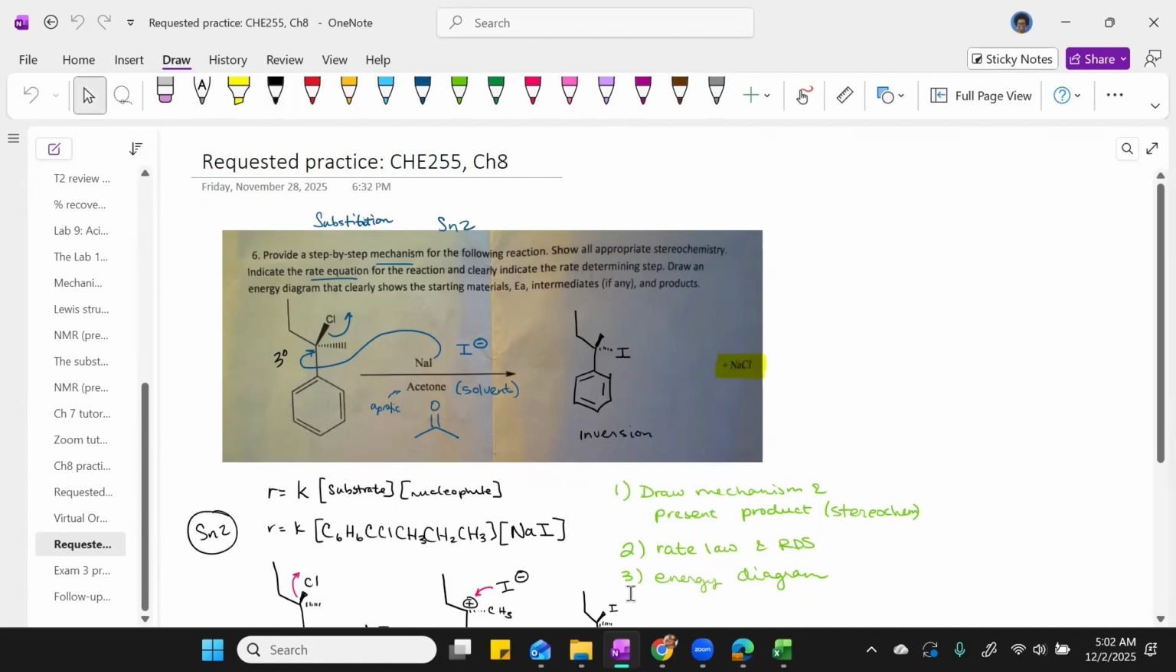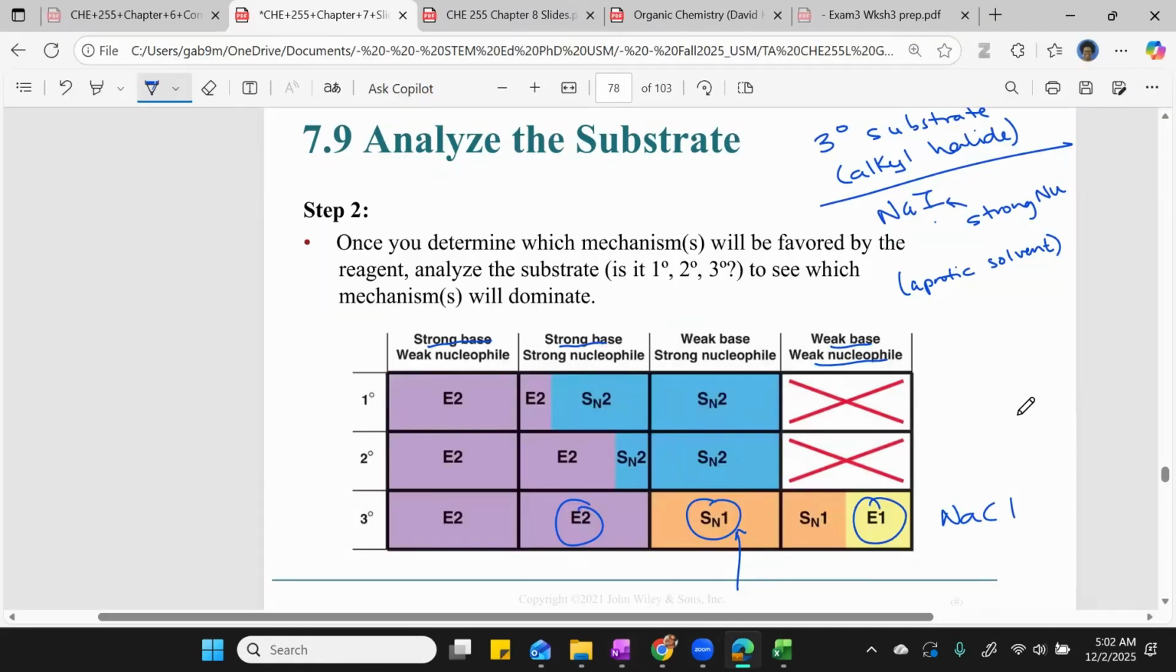So I'm thinking of those terms. But yeah, I was considering with iodine what type of strength it has. So that's why I thought, oh, SN2. But notice we don't see SN2 for a tertiary in this chart. So that's what's interesting about the situation.